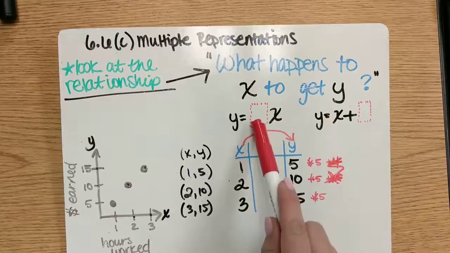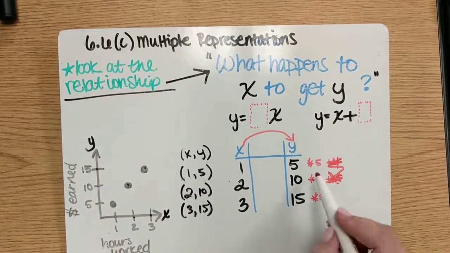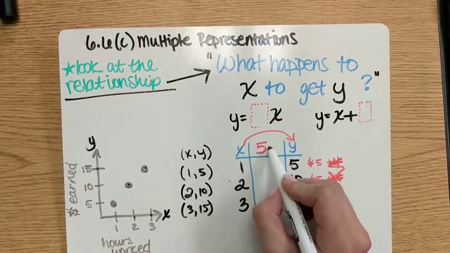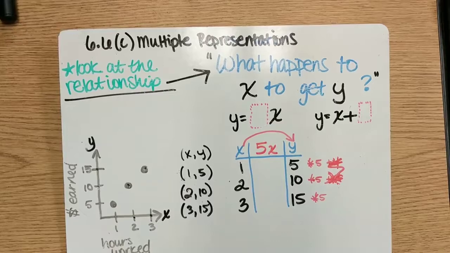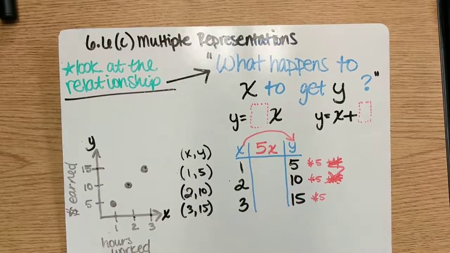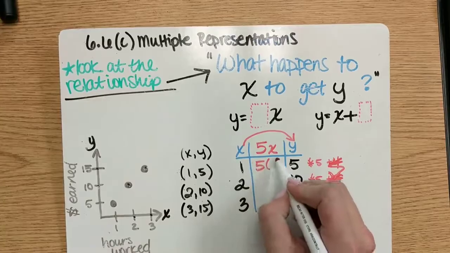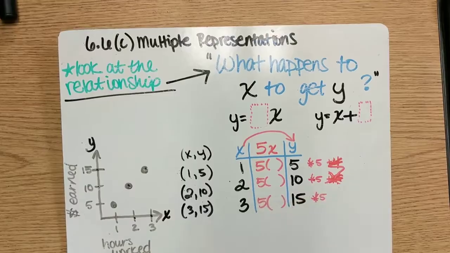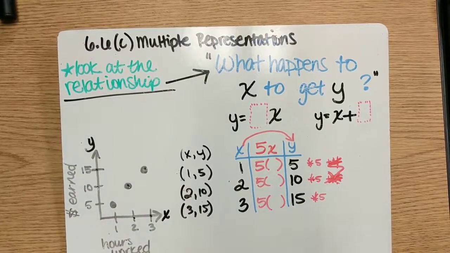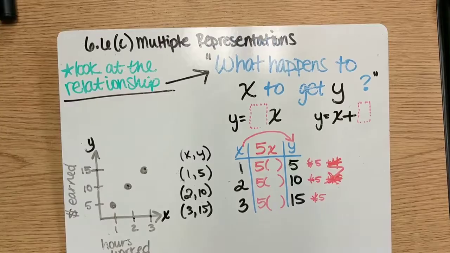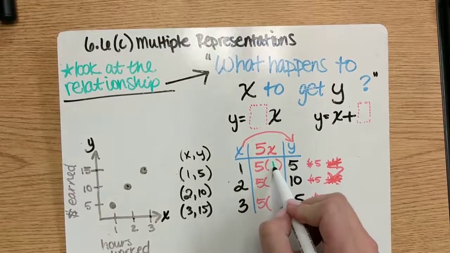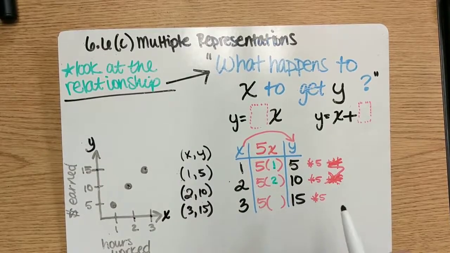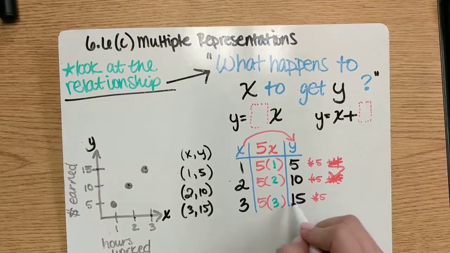So I'm going to be using this format for my equation. Whatever x is, I'm going to multiply by 5. So I would write 5x. And then let's just plug in our values for x just to make sure that works. Again, you see this on your homeworks. So I'll use a different color here. I'm going to plug in 1. 5 times 1 is 5. Good. Plug in 2. 5 times 2 is 10. Good. Plug in 3. 5 times 3 is 15.